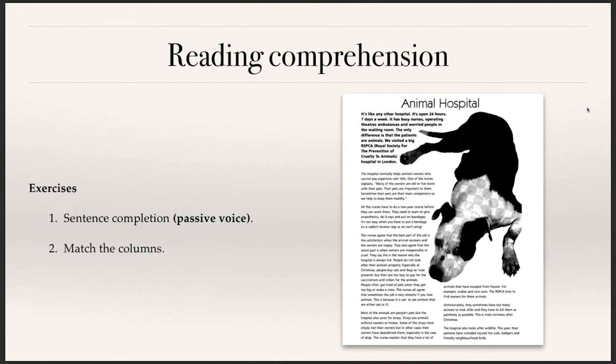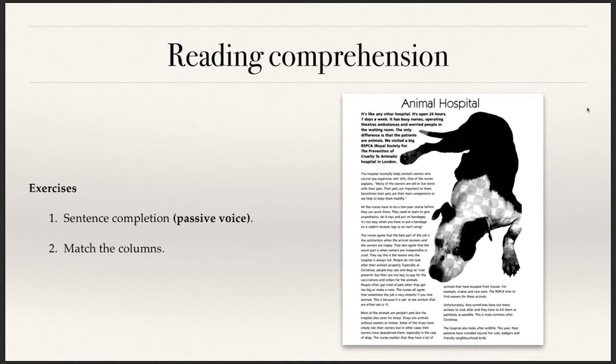The hospital normally helps animal owners who cannot pay expensive vet bills. One of the nurses explains, many of the owners are old or live alone with their pets. Their pets are important to them. Sometimes their pets are their main companions, so we help to keep them healthy. All the nurses have to do a 2-year course before they can work there. They need to learn to give anesthetics, do x-rays, and put on bandages. It is not easy when you have to put a bandage on a rabbit's broken legs or an owl's wing.